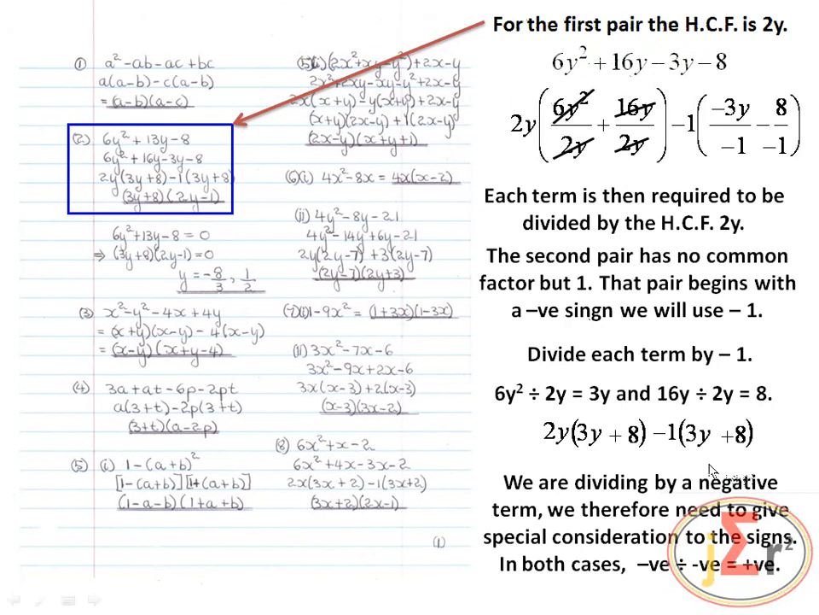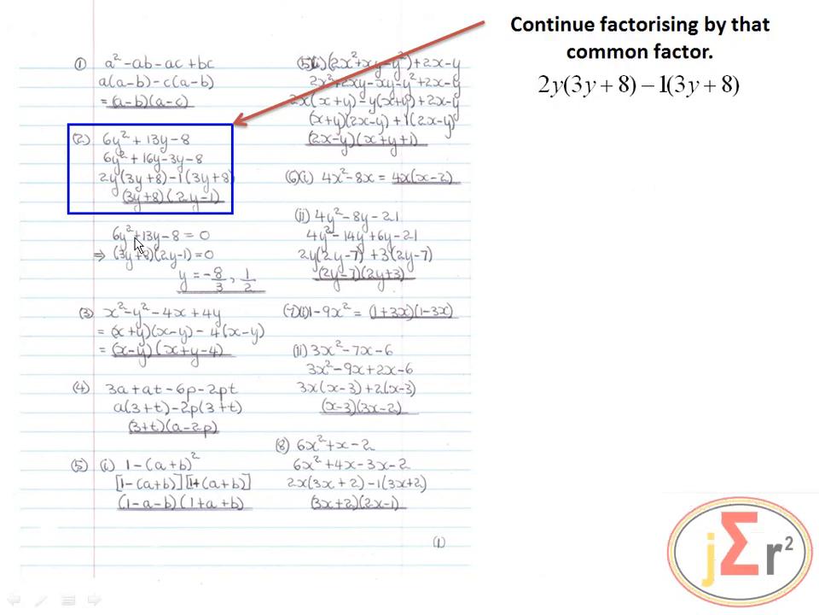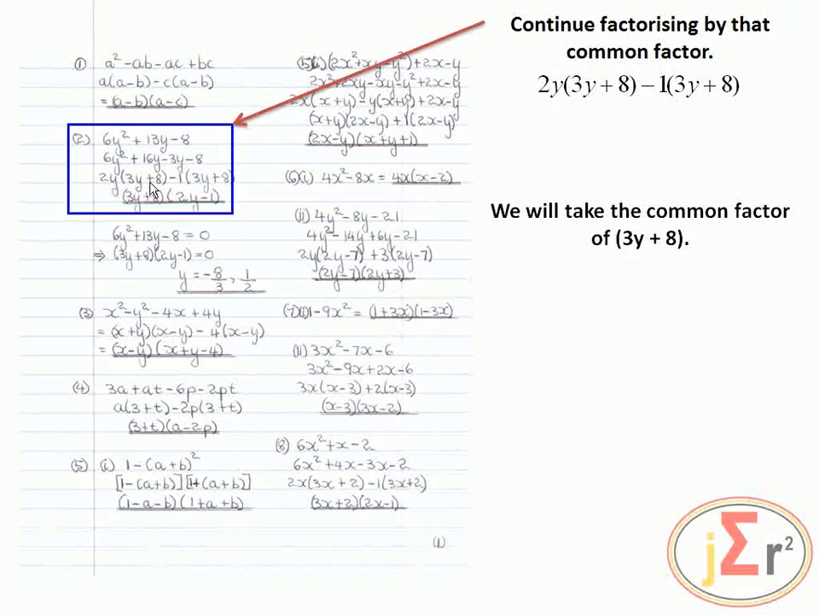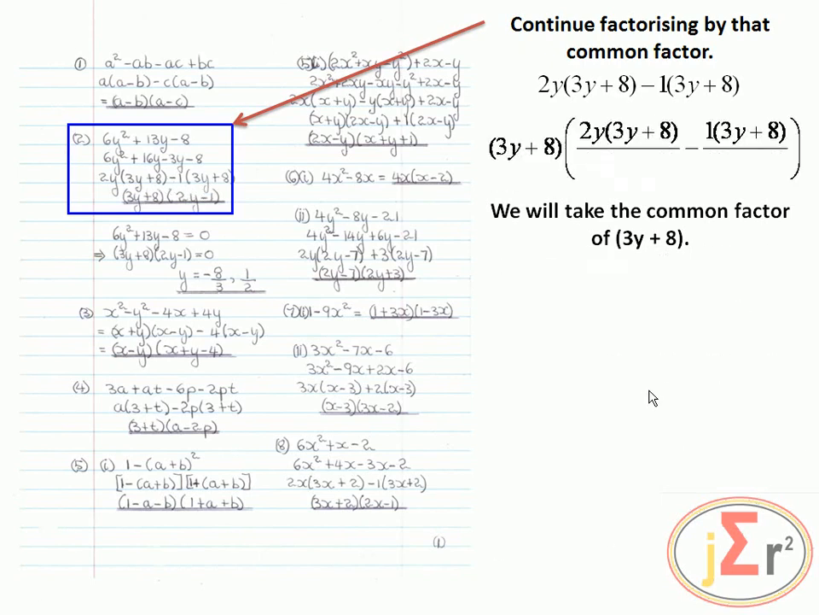So we have completed the process, and we are at this step, and we need to see how we move from here to here. That we will do on the next slide. So we will take the common factor of 3y plus 8. No doubt 3y plus 8 is a common factor, as we see right here. 3y plus 8 is our common factor.